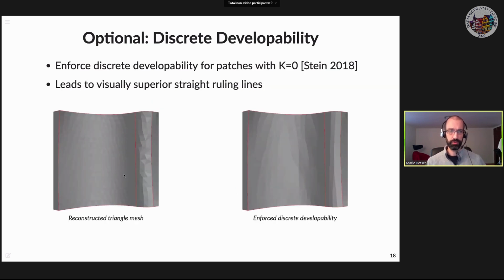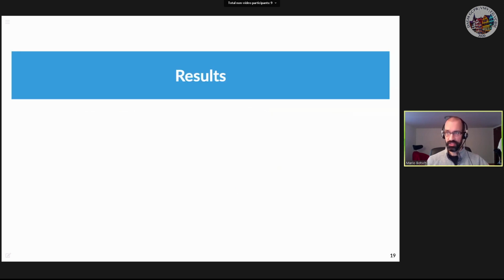So this already gives quite good results, and then we figured out that cylindrical patches, or patches where you have Gaussian curvature of 0, so developable patches like this cylindrical part on the left-hand side, visually, because of the meshing, don't look so nice. And then we apply the discrete developability optimization of Stein and colleagues to get straight ruling lines, which you see on the right-hand side here. So basically the vertices are changed so that the edges nicely align with the direction of minimum curvature. And this is the decoding.